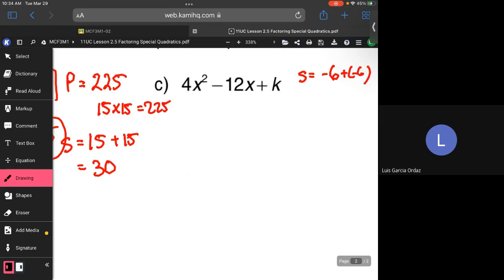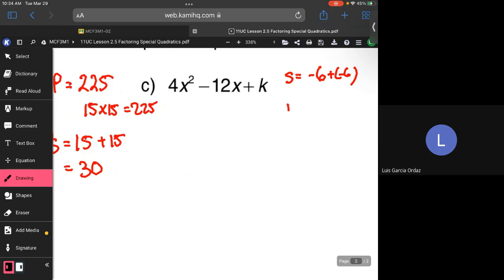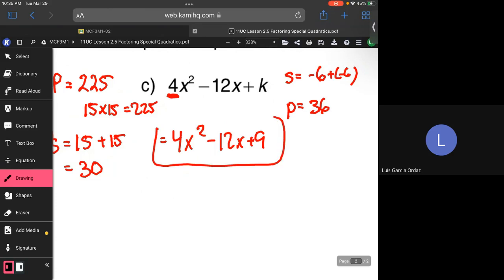So what does my product have to be then? 36. So now you're going to figure out what number multiplied by 4 gives me positive 36. So what is my k? So what's my whole equation? 4x squared minus 12x plus what? 9.